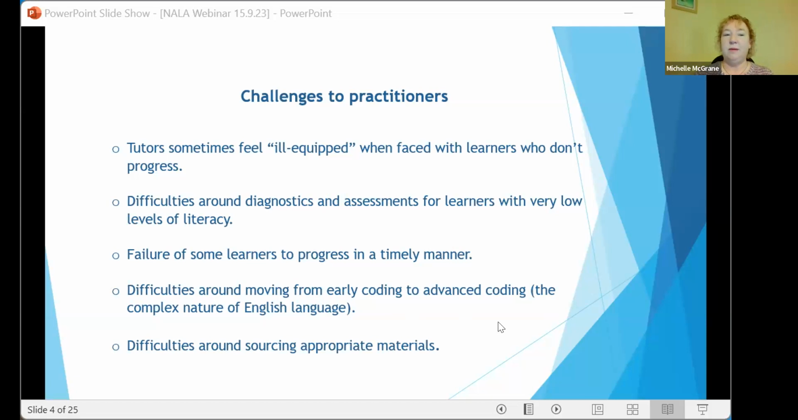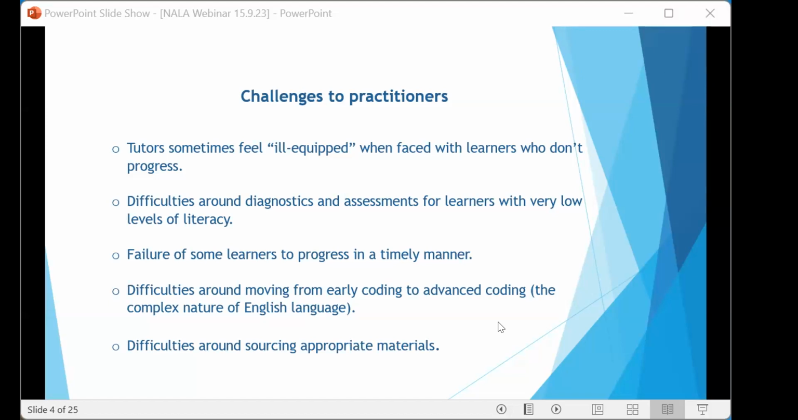I'm going to talk briefly about the difficulties of moving from the early code to what's called the advanced code. And just to be clear, there are a number of different terminologies around this because phonics programs have been developed all over the world, in pretty much every English-speaking country: Australia, America, Britain, Ireland, and so on. The different terms essentially all refer to the fact that there is a two-tiered system when we are teaching reading of the English language.